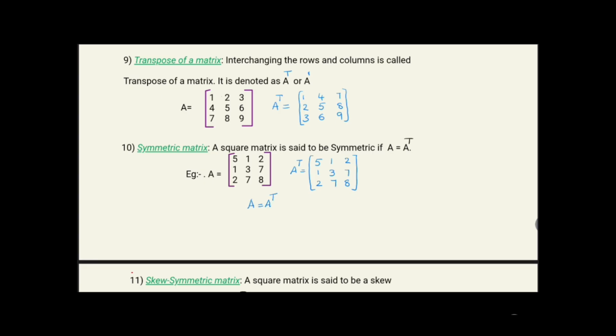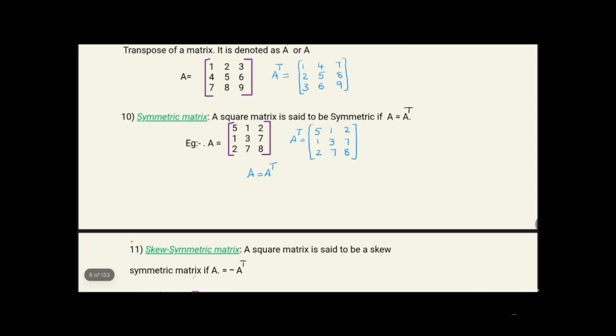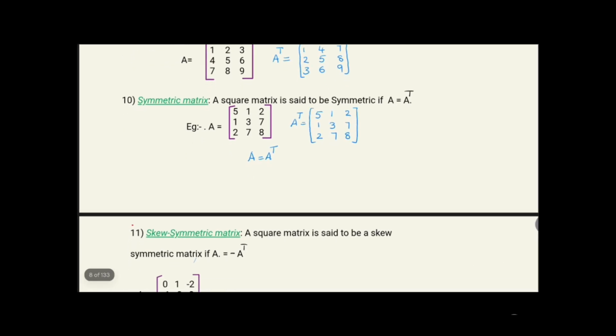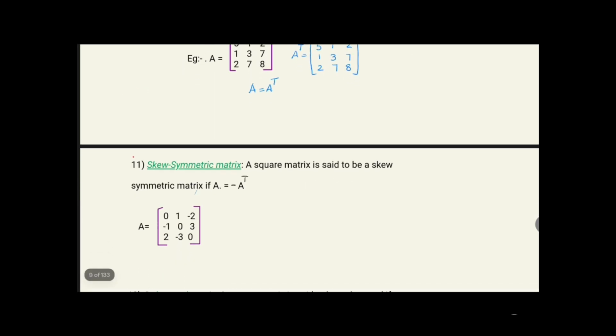I will explain. See here, this is 5, 1, 2. Here it is also 5, 1, 2. Here 1, 3, 7. Here it is also 1, 3, 7. Here 2, 7, 8. Here it is also 2, 7, 8. So even after interchanging the rows and columns, we are getting A is equal to A transpose. That is called a symmetric matrix.